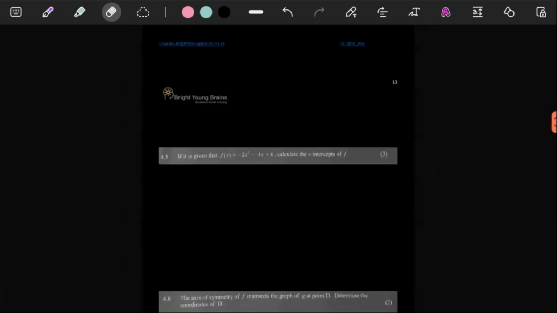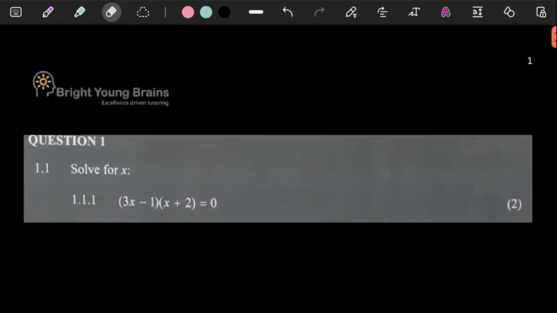I think you can guess what the N stands for. But anyways, let me not waste any of your time, right? So we're going to go through the full paper. This is actually the Northwest 2022 September prelim exam memo.